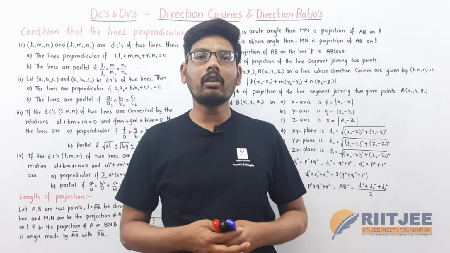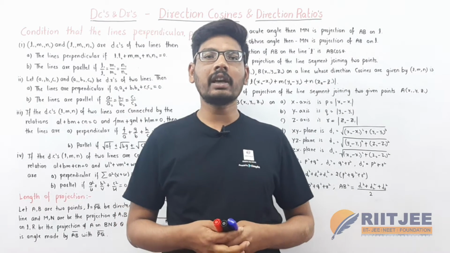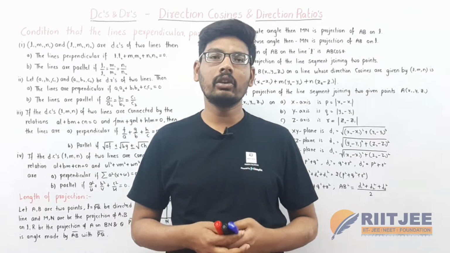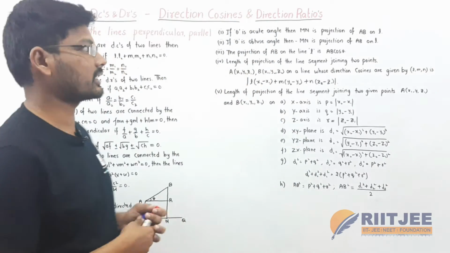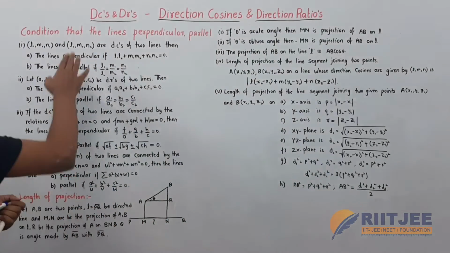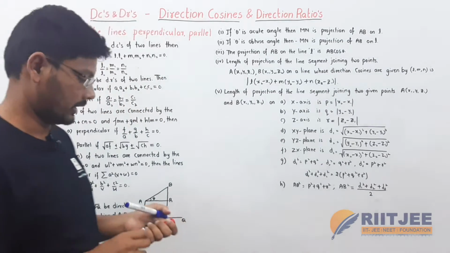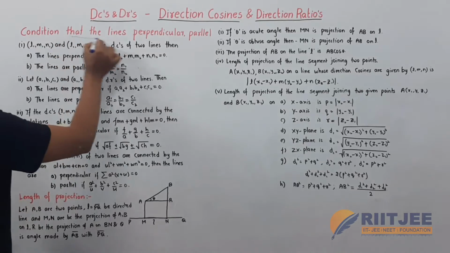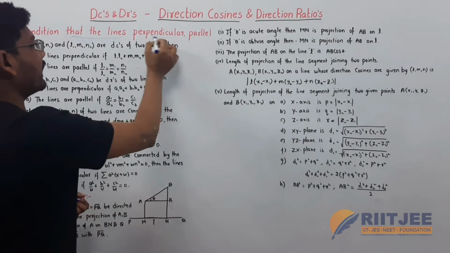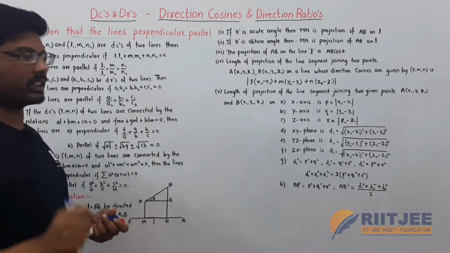Welcome to Ridgy. Now we are continuing the chapter on direction cosines and direction ratios. In this class, the first topic we are going to discuss is the condition that lines are perpendicular as well as parallel. Condition that the lines are perpendicular and parallel. Here two conditions are there.